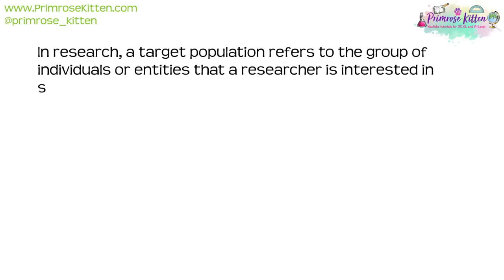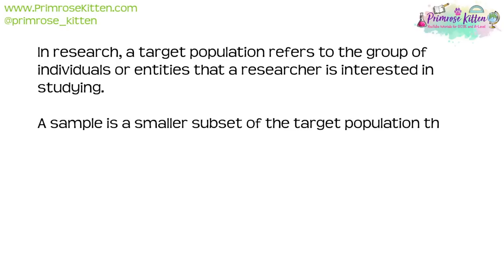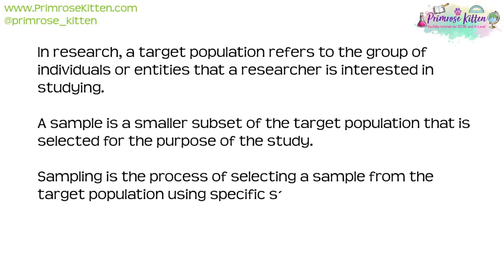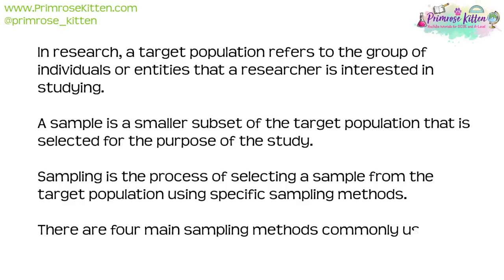Sampling methods. In research, a target population refers to the group of individuals or entities that a researcher is interested in studying. A sample is a smaller subset of the target population that is selected for the purpose of the study. Sampling is the process of selecting a sample from the target population using specific sampling methods. There are four main sampling methods commonly used in research.